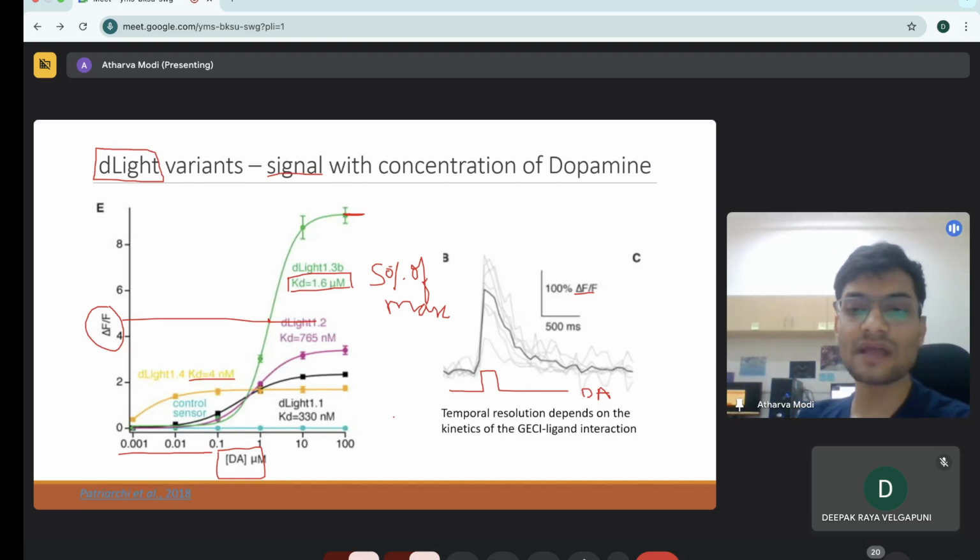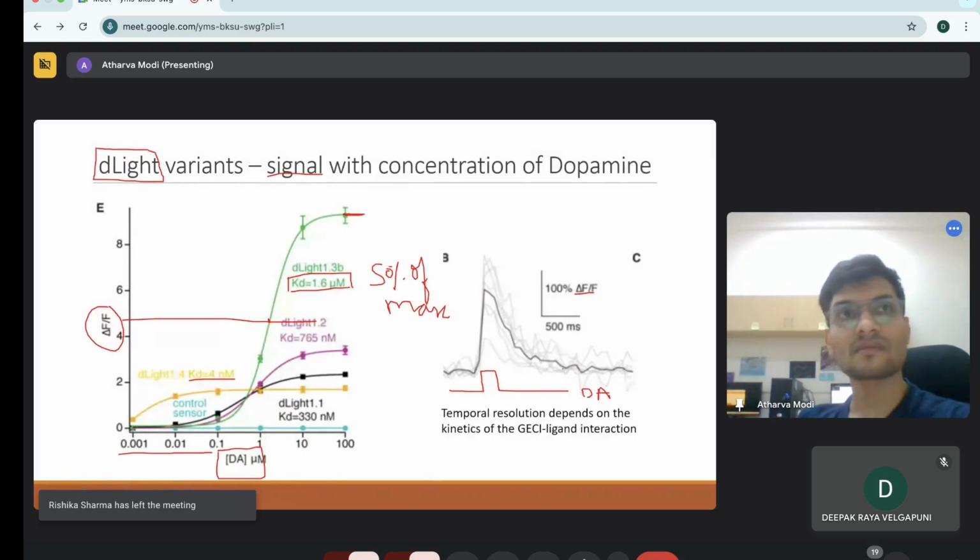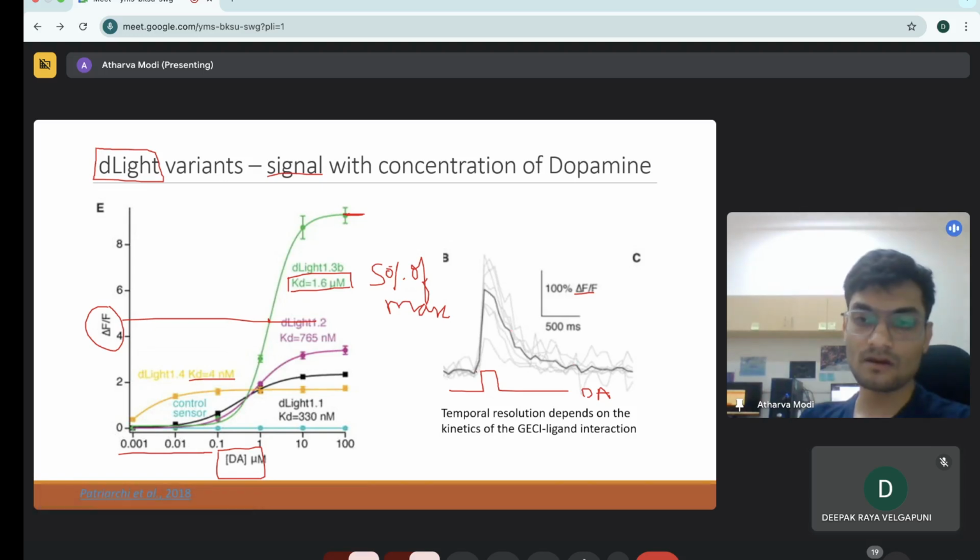So basically, if kinetics are fast, it shows a very fast rise time and a fast fall time also. What this indicates is that DA binds to the indicator very fast, but it leaves the indicator slowly. That's what generates this kind of profile for this delta F by F. So this is something we need to consider while choosing the sensor.